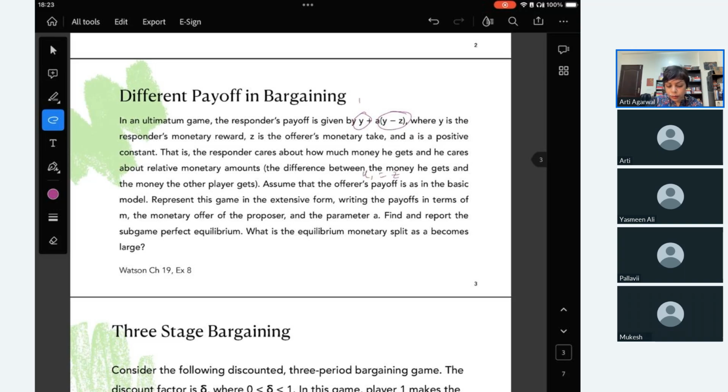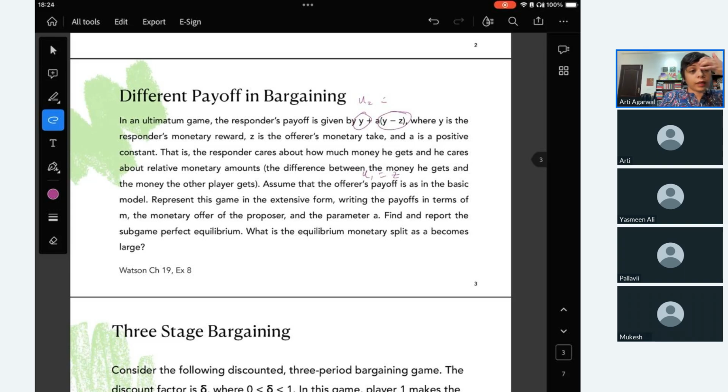Okay, and we are asked to represent this game in the extensive form, and we are asked to write the payoffs in terms of m. M here is the monetary offer of the proposer, meaning what player 1 is offering to player 2, and in terms of the parameter a. Now, of course, we have to find the subgame perfect equilibrium, and what is the equilibrium monetary split as the parameter a becomes large. Okay, so so far all I've done is explain the question to you. This question is not a difficult question actually, but it's just that the language is a bit tricky.